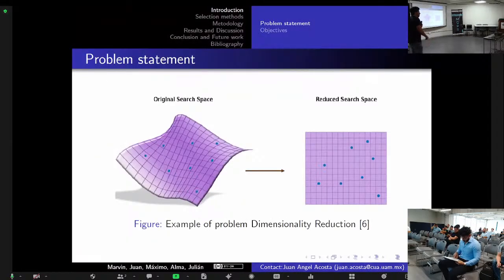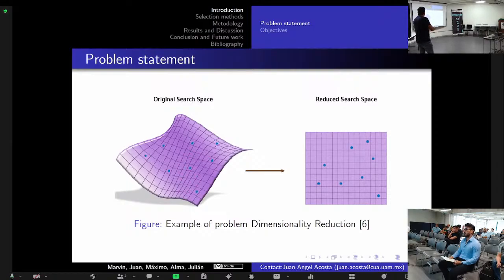To start, one of the problems in artificial intelligence and machine learning is high dimensionality, or dimensionality reduction. This problem is important because we are looking for the best filters for any problem, for classification or for prediction. It helps to reduce execution times and, in some cases, improve the performance of the algorithms.